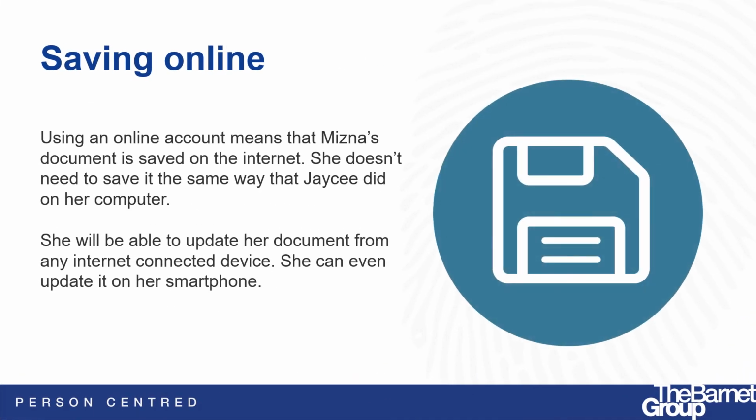Saving online. Using an online account means that Mizna's document is saved on the internet. She doesn't need to save it in the same way that JC did on her computer. She will be able to update her document from any internet-connected device. She can even update it on her smartphone.